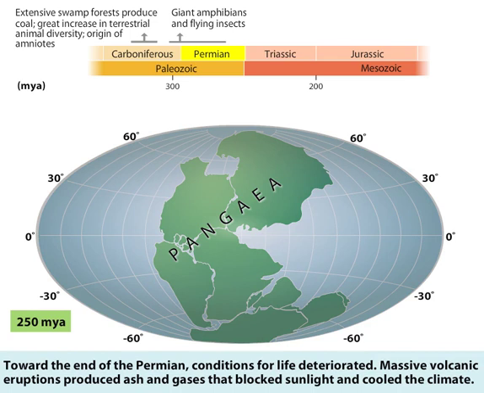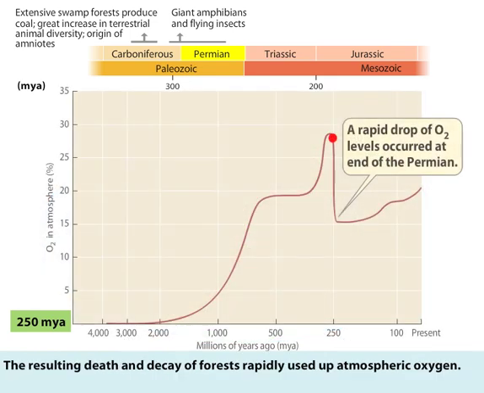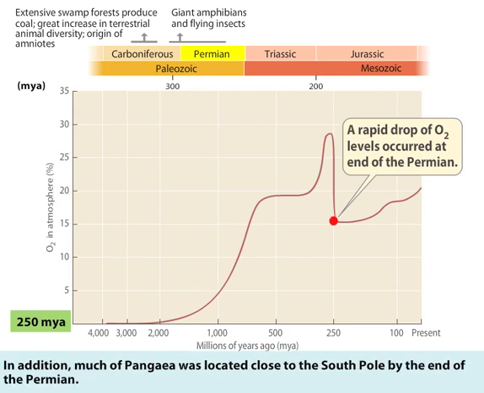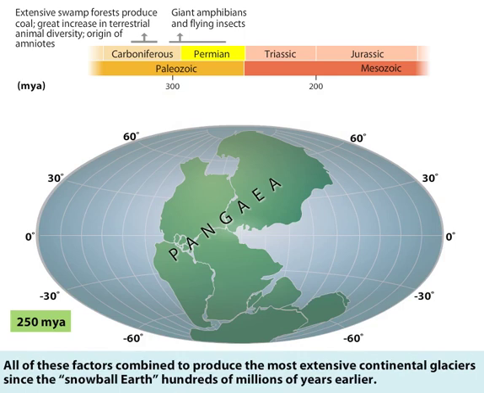Massive volcanic eruptions produced ash and gases that blocked sunlight and cooled the climate. The resulting death and decay of forests rapidly used up atmospheric oxygen. In addition, much of Pangaea was located close to the South Pole by the end of the Permian. All of these factors combined to produce the most extensive continental glaciers since the snowball Earth hundreds of millions of years earlier.